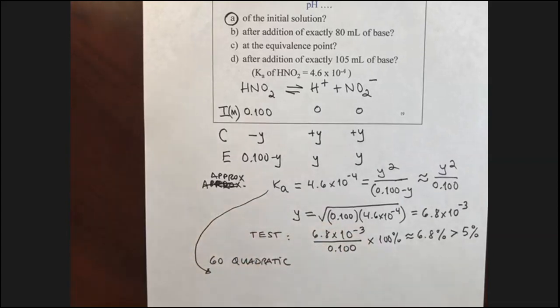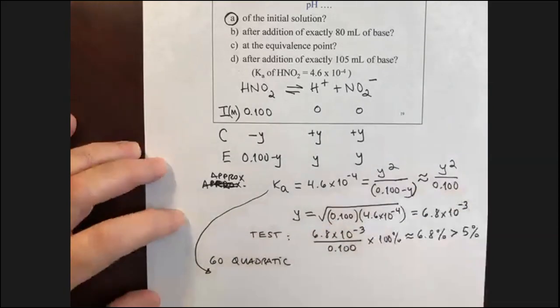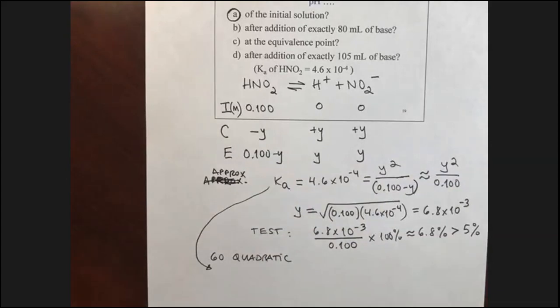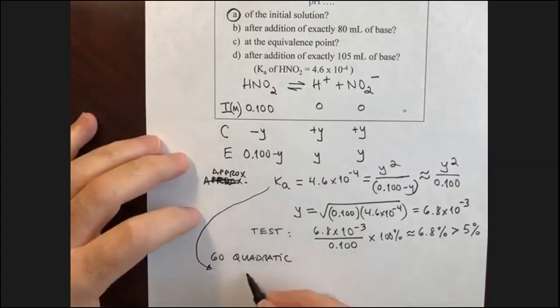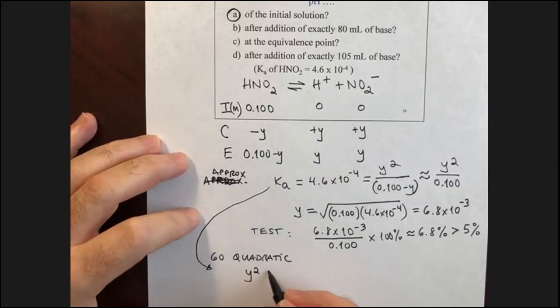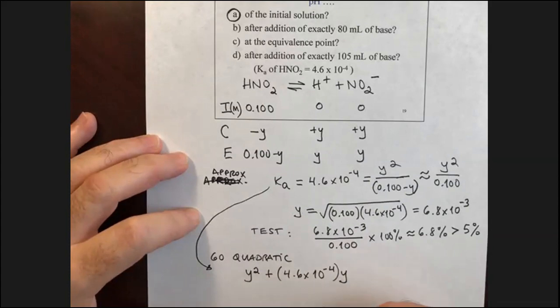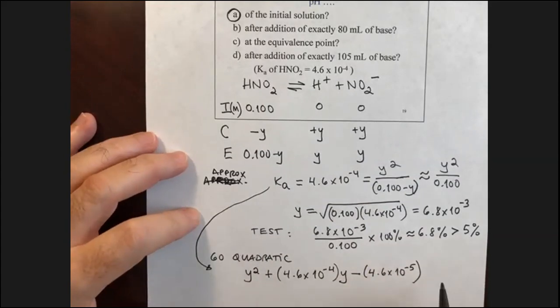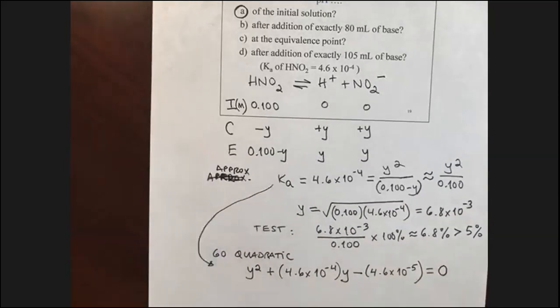So I'm going to go ahead and display here what the equation looks like. Sorry, I forgot to close this parenthesis here. And what it's going to turn out to be will be y squared plus 4.6 times 10 to the minus 4 times y minus 4.6 times 10 to the minus 5. Again, I'm skipping all the algebra manipulations here. Hopefully you can either trust me or do it yourselves very quick. So that's 0.